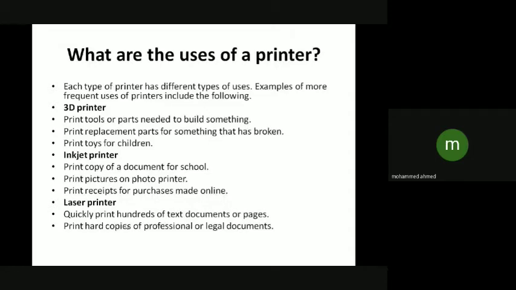Inkjet printer: print a copy of a document for school, print pictures on a photo printer, and print a receipt for a purchase made online. So normally an inkjet printer is used for this. The same use can be done with a laser printer, but a laser printer is not very fast compared to an inkjet printer. Laser printer: quickly print hundreds of text documents or pages.